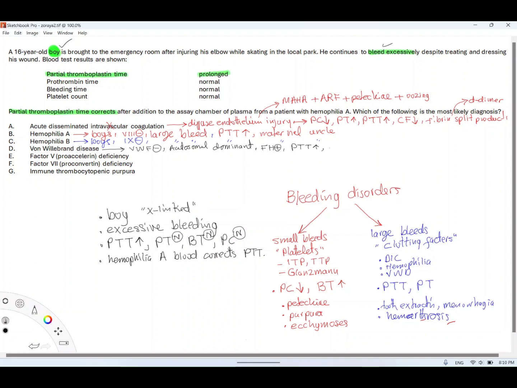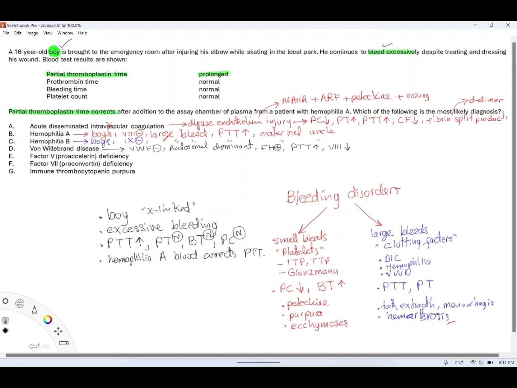Factor 8 will be decreased or deficient, because remember, as I said, von Willebrand factor binds factor 8 and stabilizes it. If you don't have VWF, then factor 8 is deficient, and that will lead to bleeding. But it can lead to thrombosis. It's a mixture of two, but primarily bleeding. And VWF is also required. Remember, VWF is required for platelet adhesion too.